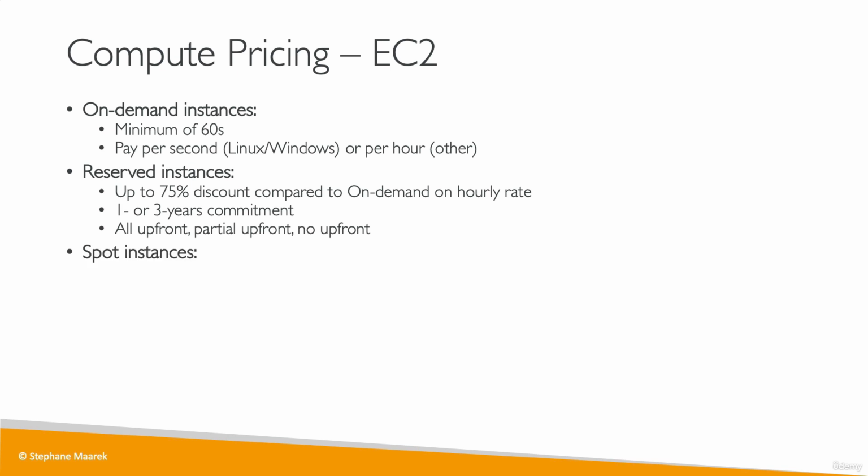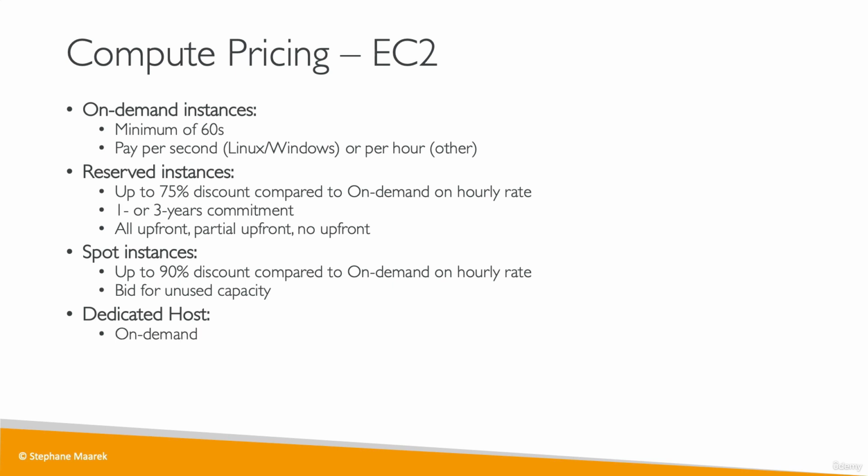You also have spot instances, and you get up to 90% discount compared to on-demand hourly rates. What this means is that you're going to bid for unused capacity in the EC2 instances. Because you use this unused capacity, you can get it at a very, very aggressive discount. But with spot instances, you run the risk of losing them in case someone is willing to pay a bit more for your spot instances.